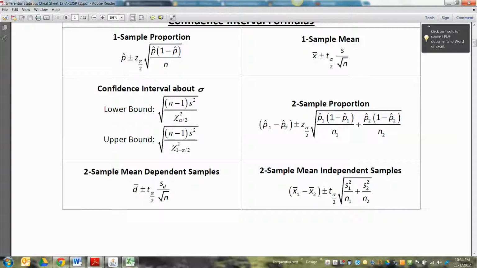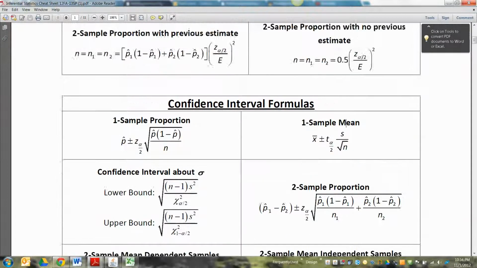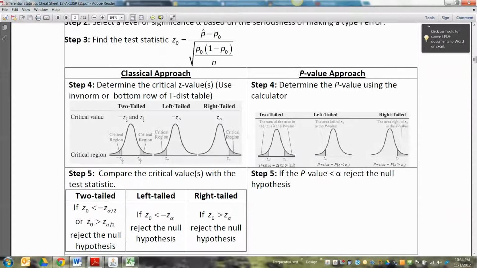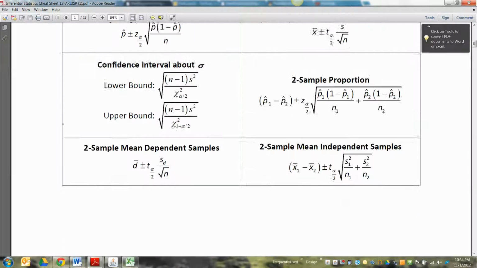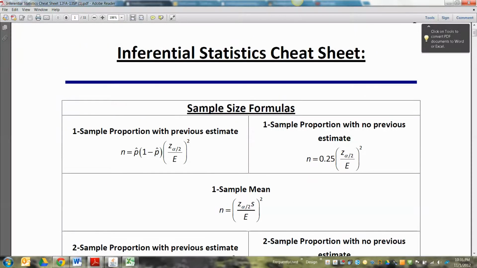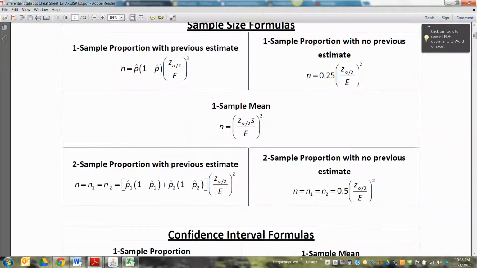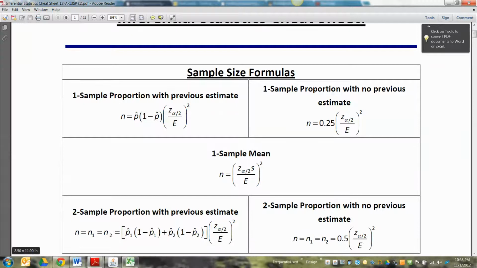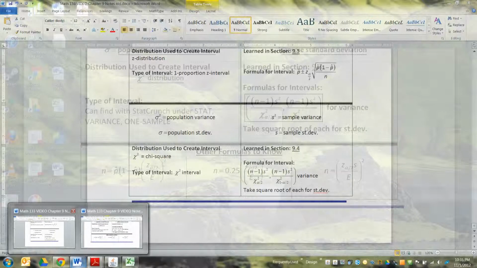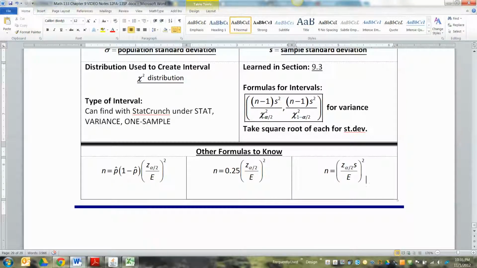Now these other ones that say 2 sample, that's going to be chapter 11. But I will give this page to you and all of these pages. They are just given to you, so you don't have to memorize any of this stuff. You just have to know how to apply it, how to read it, how to read the outputs, and how to use those things, or how to substitute. Which formula do you need to use and when? That kind of stuff.